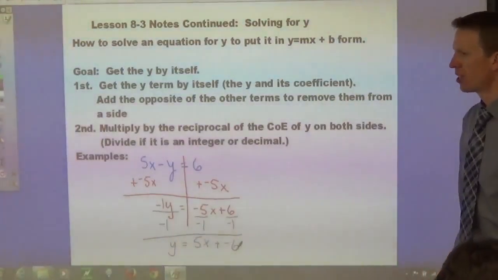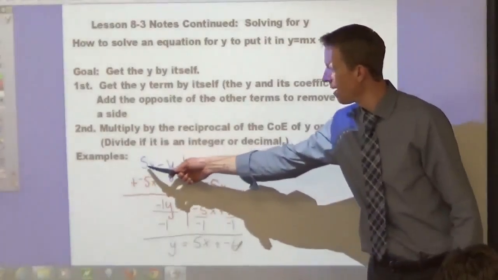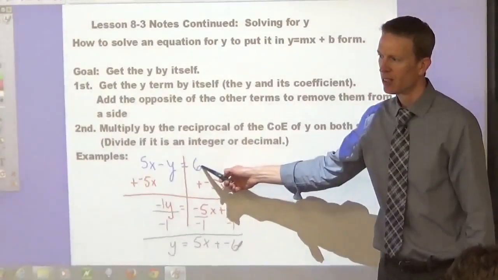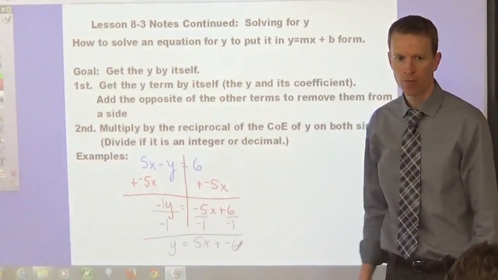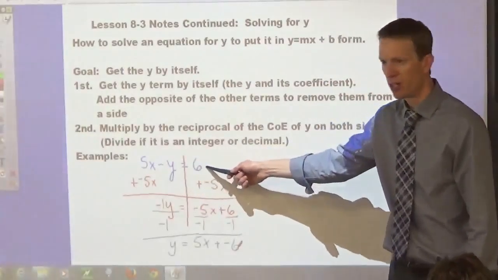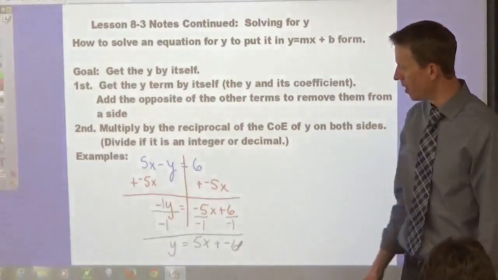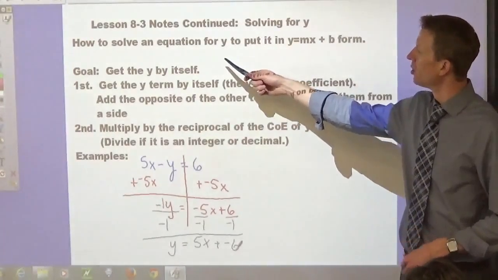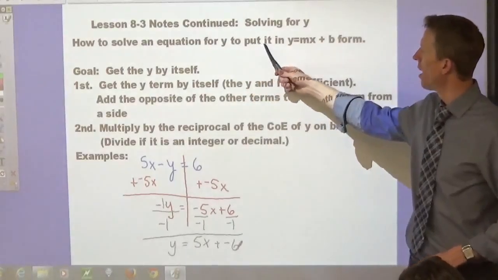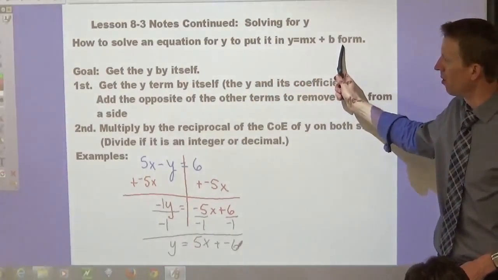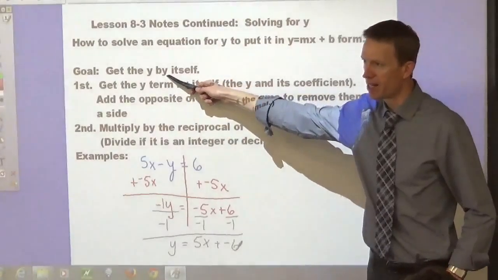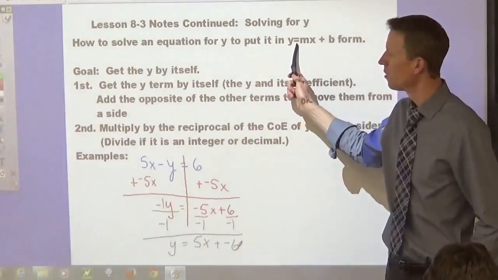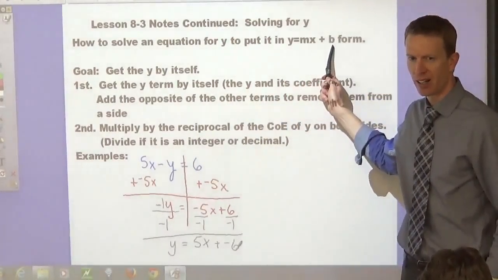What if you're given an equation like this, 5x minus y equals 6, and you have to graph it? You can graph it using the slope-intercept form. In other words, we have to change this equation to put it into slope-intercept form so that you can graph it. Now, to solve an equation for y and put it into y equals mx plus b form, you need to get the y by itself. So it says y equals, and then something on the other side.